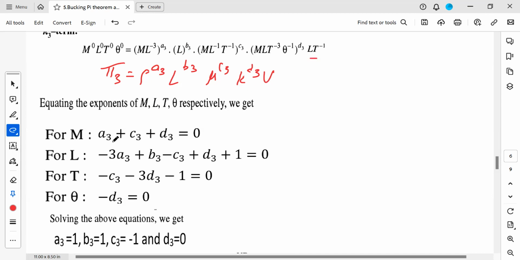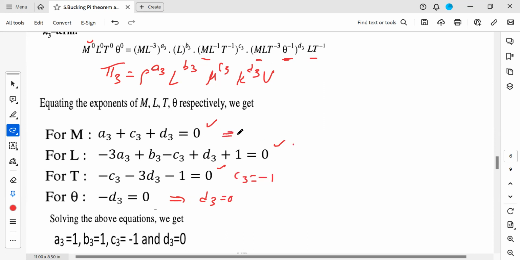So by equating the powers of M, this side M power will be 0, we have taken 0 here. And this side you will get a3 plus c3 plus d3. We will get this equation. Similarly, equating the powers of L, you will get this equation. Equate the powers of T on both sides, you will get this equation. And equate the powers of theta. Only one theta term is there on this side, so minus d3 is equal to 0. So by solving these equations, we will get d3 is equal to 0 and c3 is equal to minus 1.